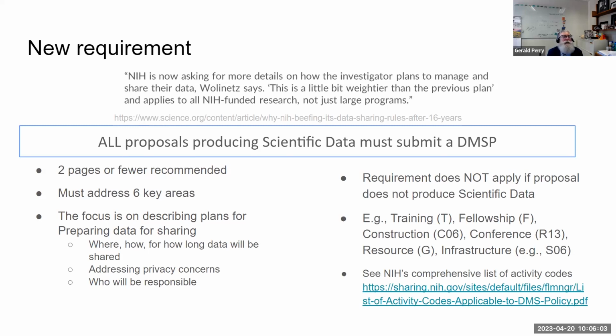Something that the plan does not do is it does not apply if a proposal is not producing scientific data. So some examples of those might be training or T grants, fellowships, things that apply to construction or conferences like R13s, resource-focused grants, and then those that are infrastructure related. So we've got a link, see NIH's comprehensive list of activity codes, and I believe Fernando is going to be posting those for you.